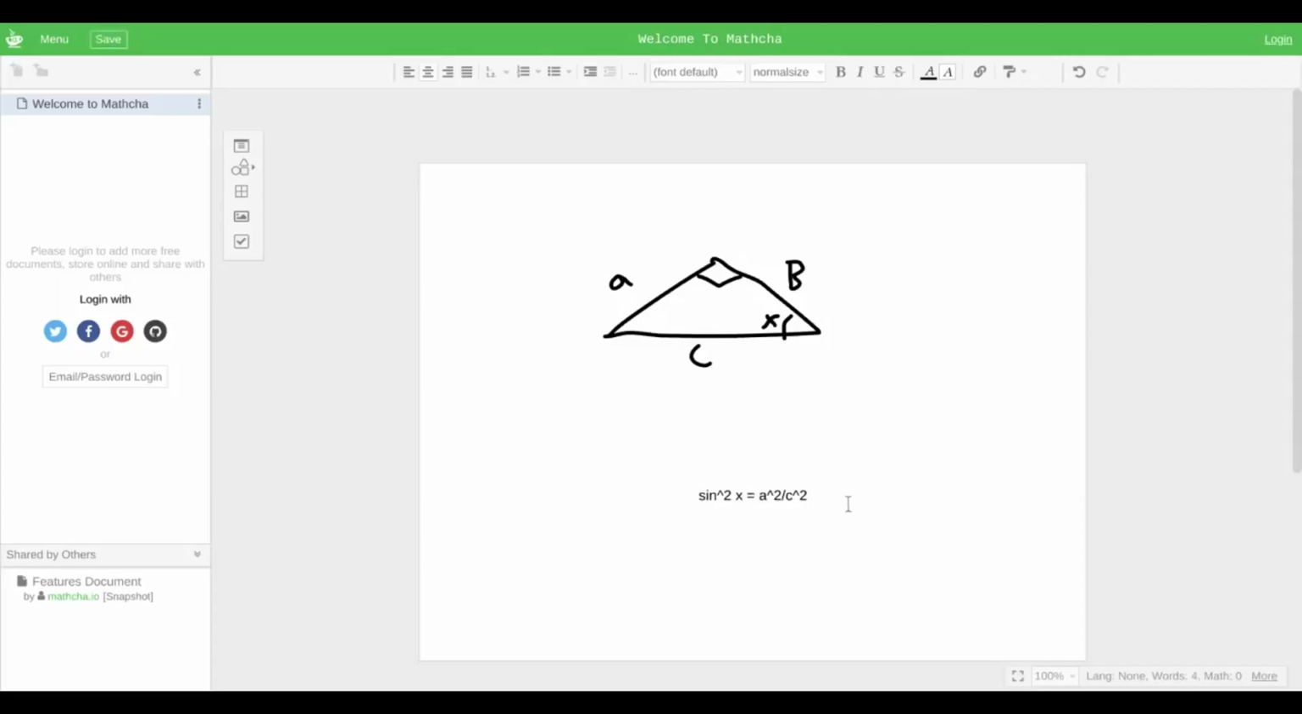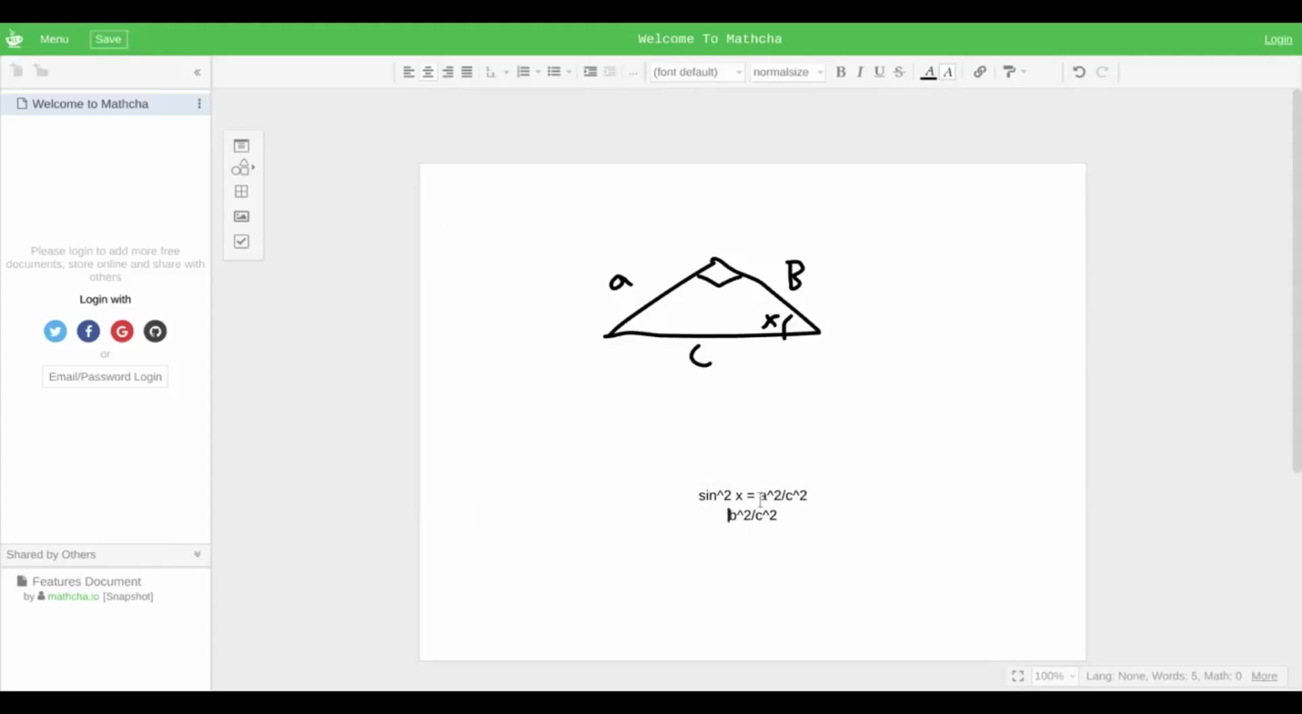Now we need cosine squared of x, right? Cosine, according to SOHCAHTOA, means adjacent over hypotenuse. The adjacent to angle x is side B, and then the hypotenuse is just C, so B over C is the cosine. But again, we have to square that, so B squared over C squared, right?